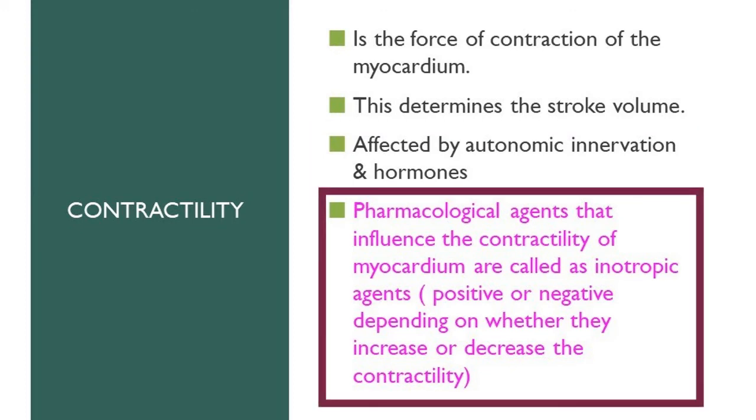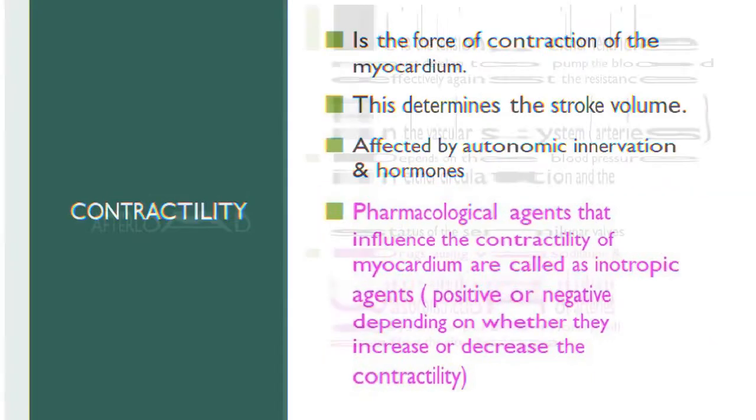Now, under pharmacology, you will study pharmaceutical agents or medications that influence the contractility of the myocardium. These are called inotropic agents. So, positive inotropic agents will increase the contractility. Negative inotropic agents will decrease the contractility of the heart.